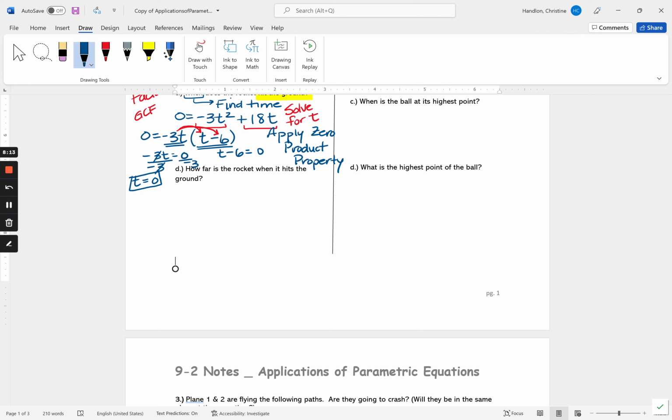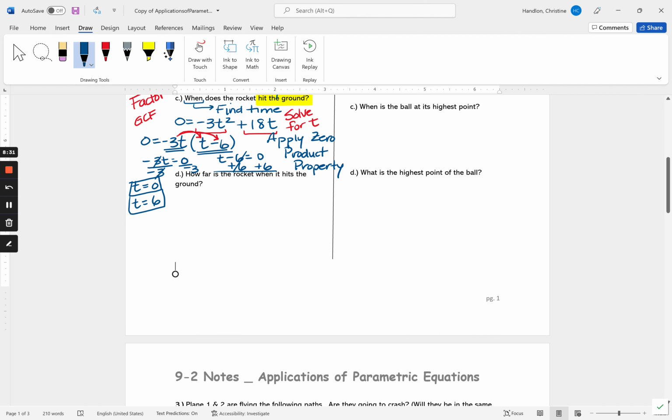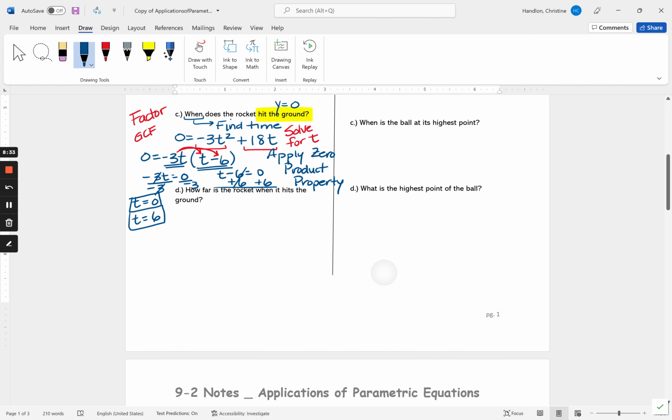Then over here, t minus 6, I need to add 6 on both sides to solve for t. So t will end up being 6 seconds. So I have two answers. Which one do you think is the t value I need to give as the answer?